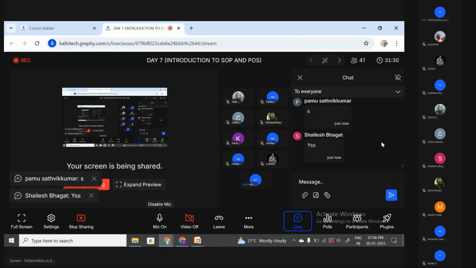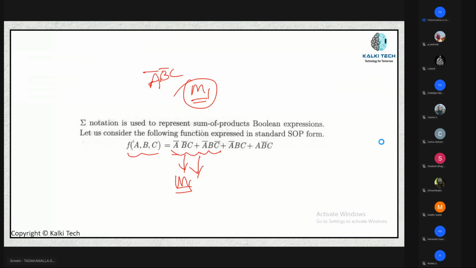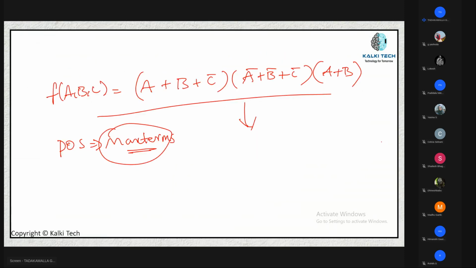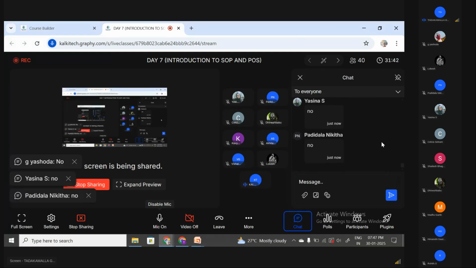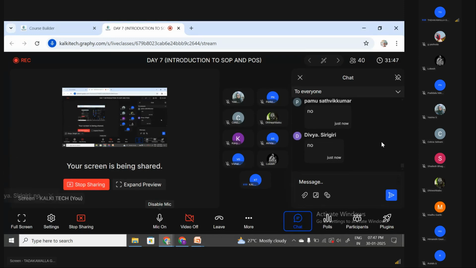Now, can you write the same max terms for a normal POS form? If it is a normal POS form, not a standard POS form, can we write? No. We should convert it into canonical form, then only we can write it. Yes. Very good.